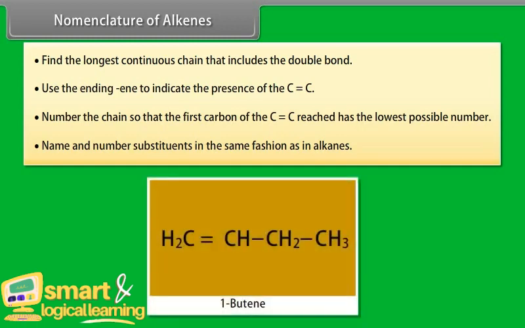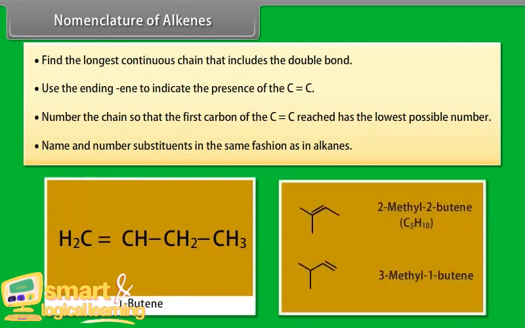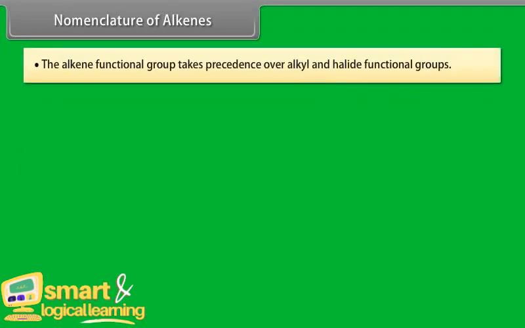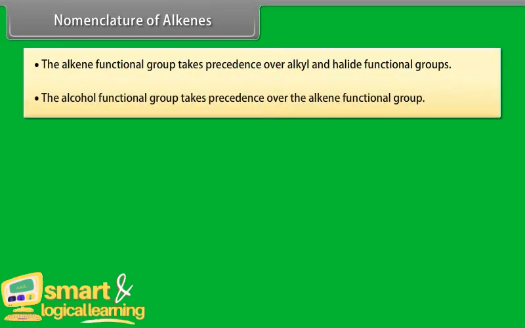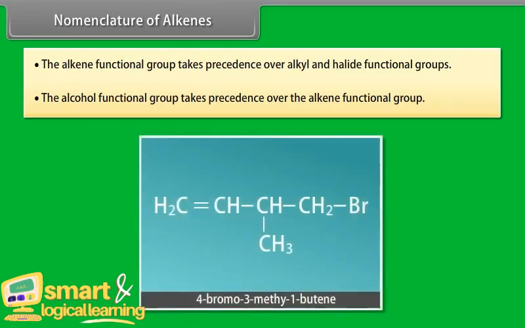This is 1-butene and these are 2-methyl-2-butene and 3-methyl-1-butene. Step 5. The alkene functional group takes precedence over alkyl and halide functional groups. Step 6. The alcohol functional group takes precedence over the alkene functional group. 4-bromo-3-methyl-1-butene.